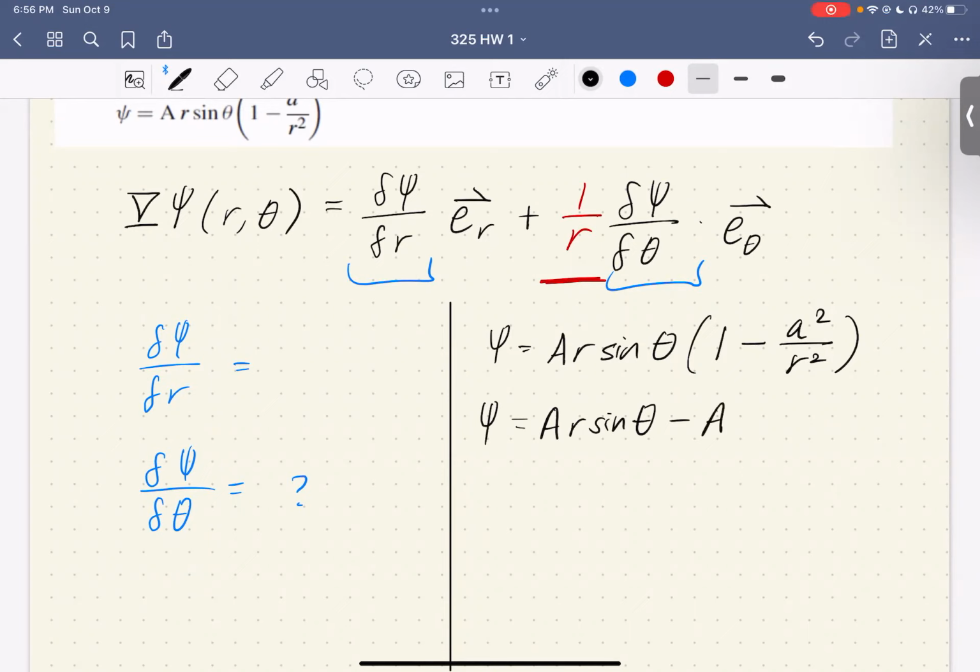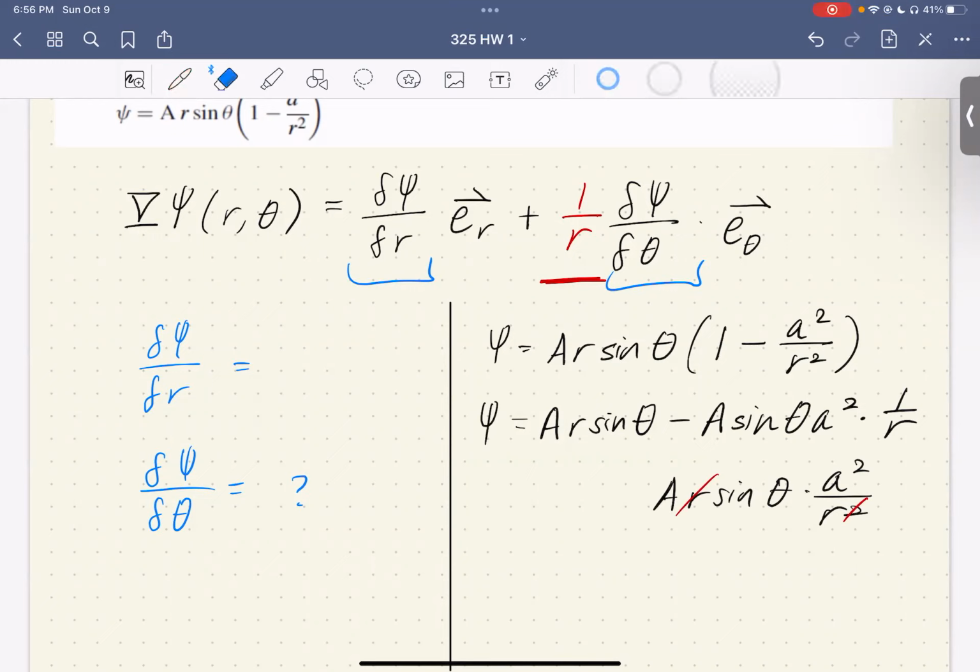And then if you cancel that r from the top and the r squared at the bottom, it simplifies to a sine theta minus a sine theta a squared times 1 over r. And this 1 over r, don't get it confused. It's not from the above expression. It's just from canceling out a r sine theta times a squared over r squared. That square gets canceled and that r gets canceled. That's how we're getting that 1 over r. It's not the same thing as over here with that 1 over r. Great.